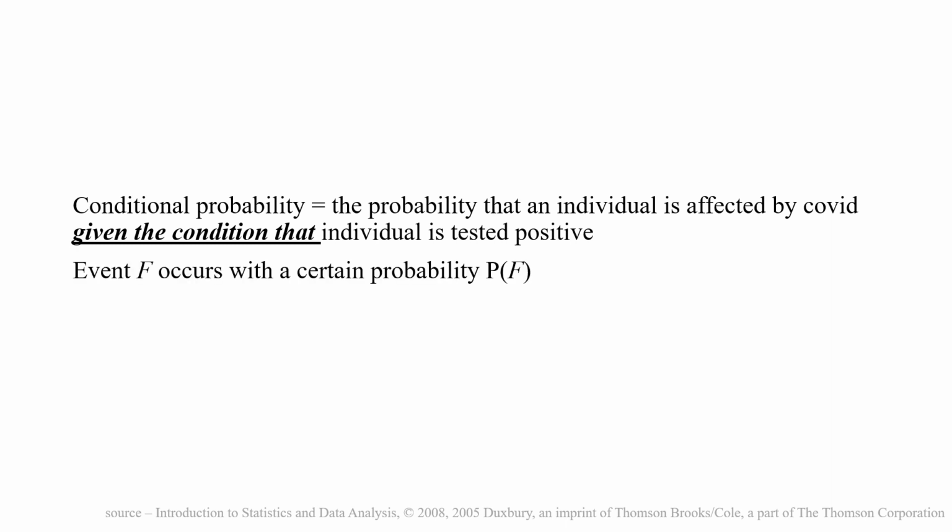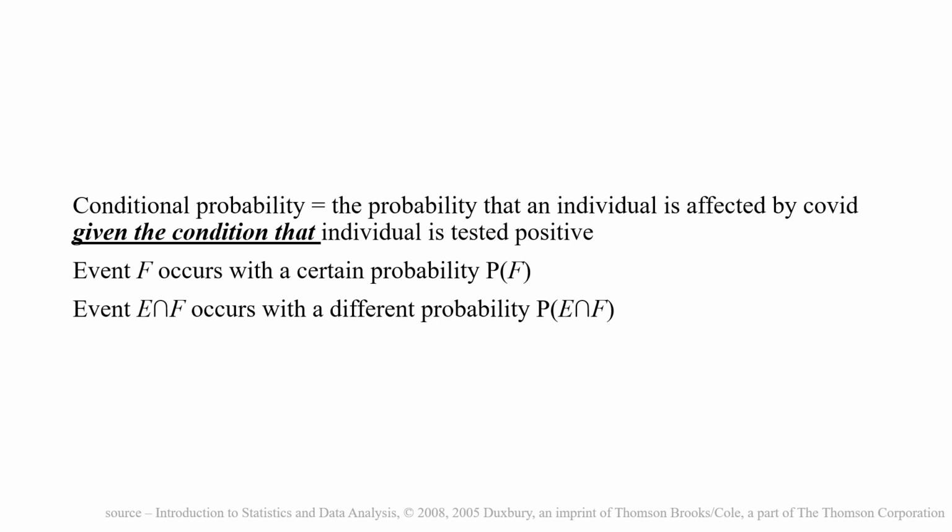Event F, that is the event that an individual is tested positive, occurs with a certain probability P(F). Event E intersection F, that is the event that an individual is tested positive and also affected by COVID, occurs with a different probability, P(E intersection F). But it is important to note that the probability of E intersection F is not the same as the conditional probability as defined in the statement above. This is important.